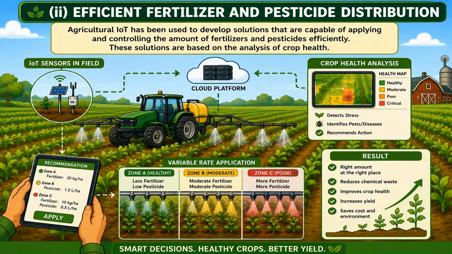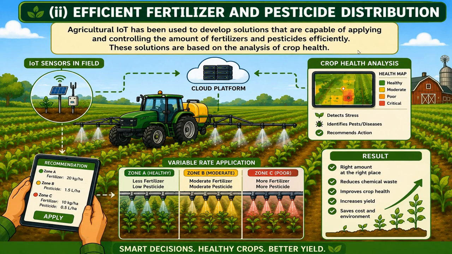Then comes the efficient fertilizer and pesticide distribution. It shows how smart farming technology helps the farmers apply the correct amount of fertilizer and pesticide to the crops. So here in the field you have the IoT sensors which collect information about crop conditions and soil health, and this data is sent to the cloud platform where it is stored and analyzed, and the system studies the crop health and identifies the areas that are healthy, moderate, or poor.